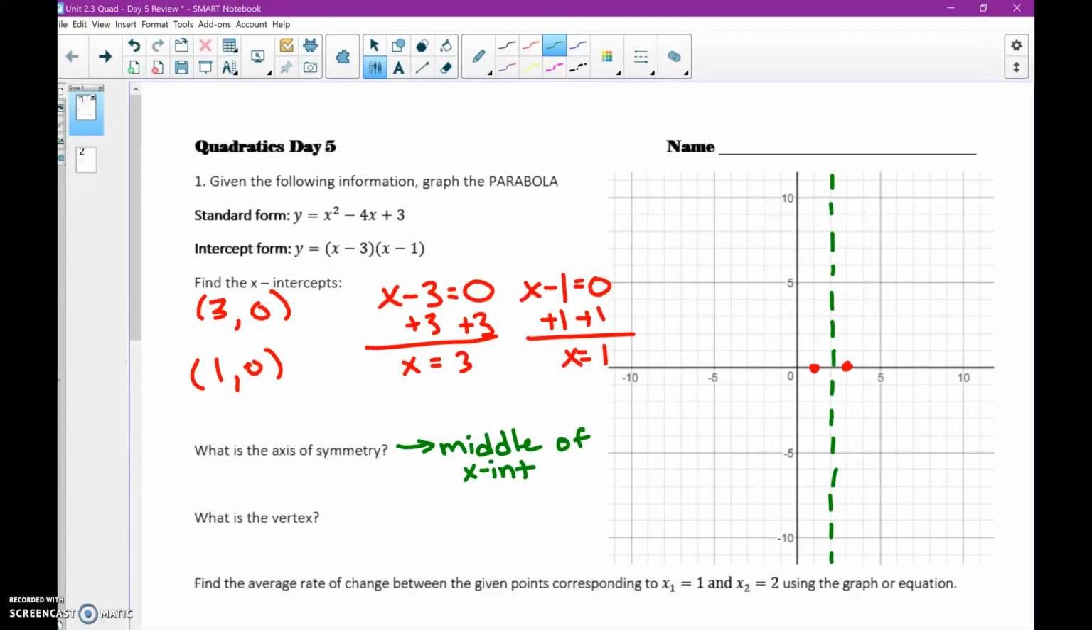Like that. It's at +2, but remember we don't just name it as +2, we put it as x equals 2 because it cuts through the x-axis at +2. It's that line.